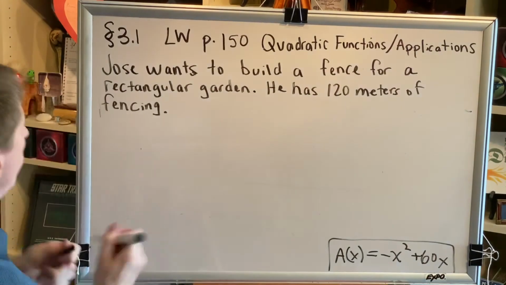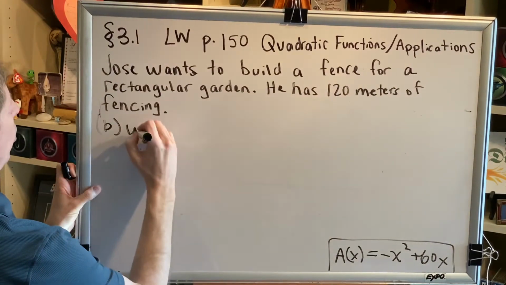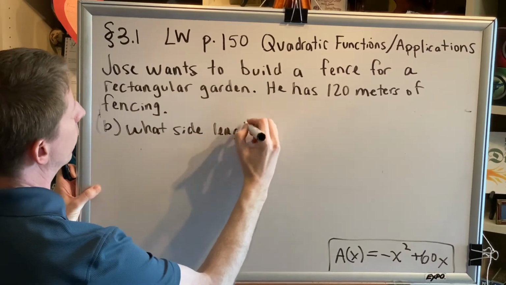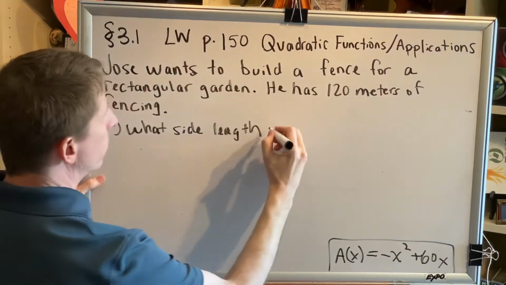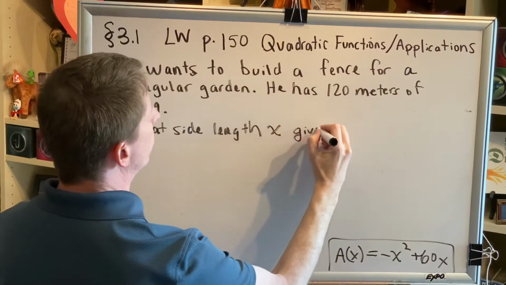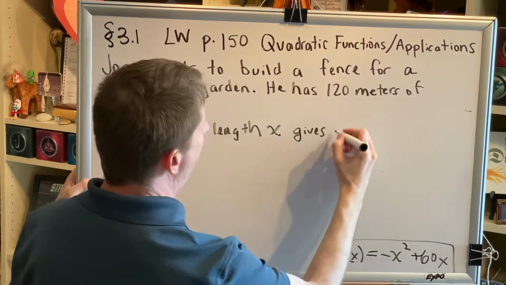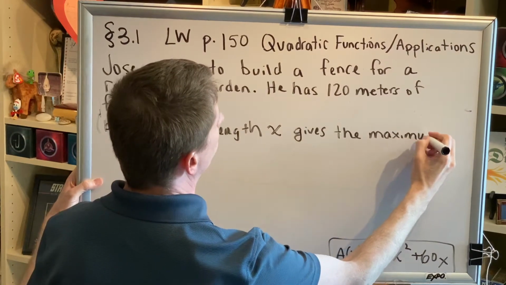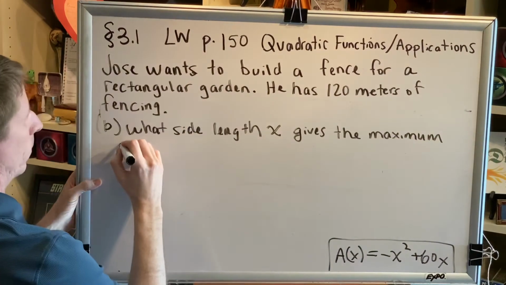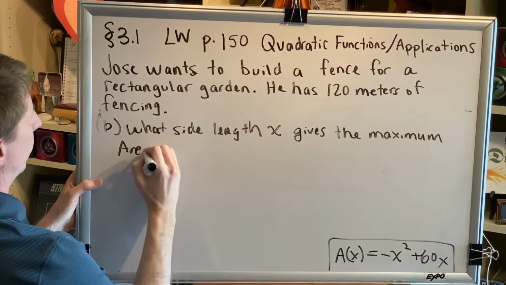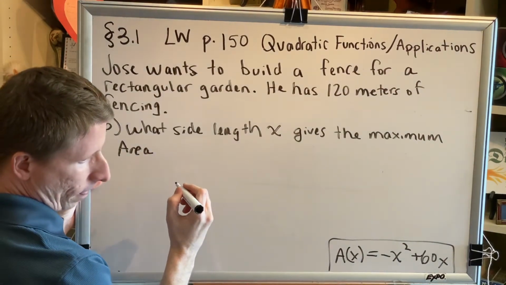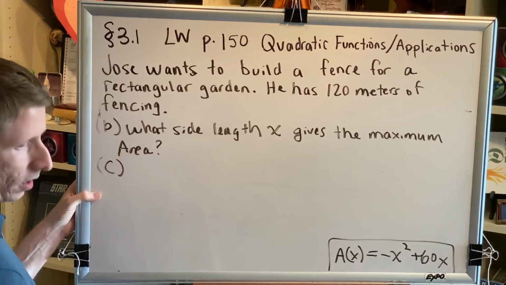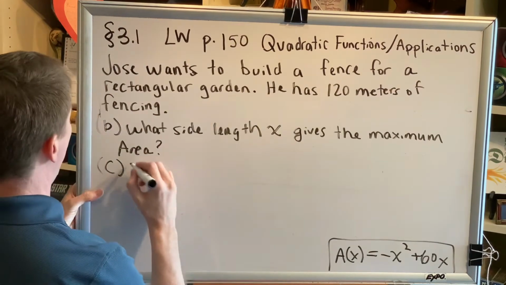Okay, here we go. Part B says, what side length x gives the maximum area that the garden can have. I'm just going to write area and stop the question there. And part C says, what is the maximum area?